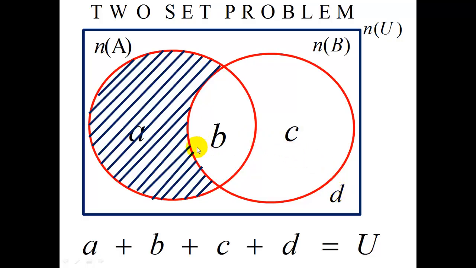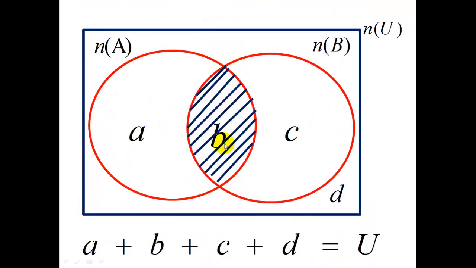And take note that when you add A, B, C, and D together, it must be equal to the universal set. That's the number of students in the school or the class. But the shaded region represents the number of students who read only Agric.